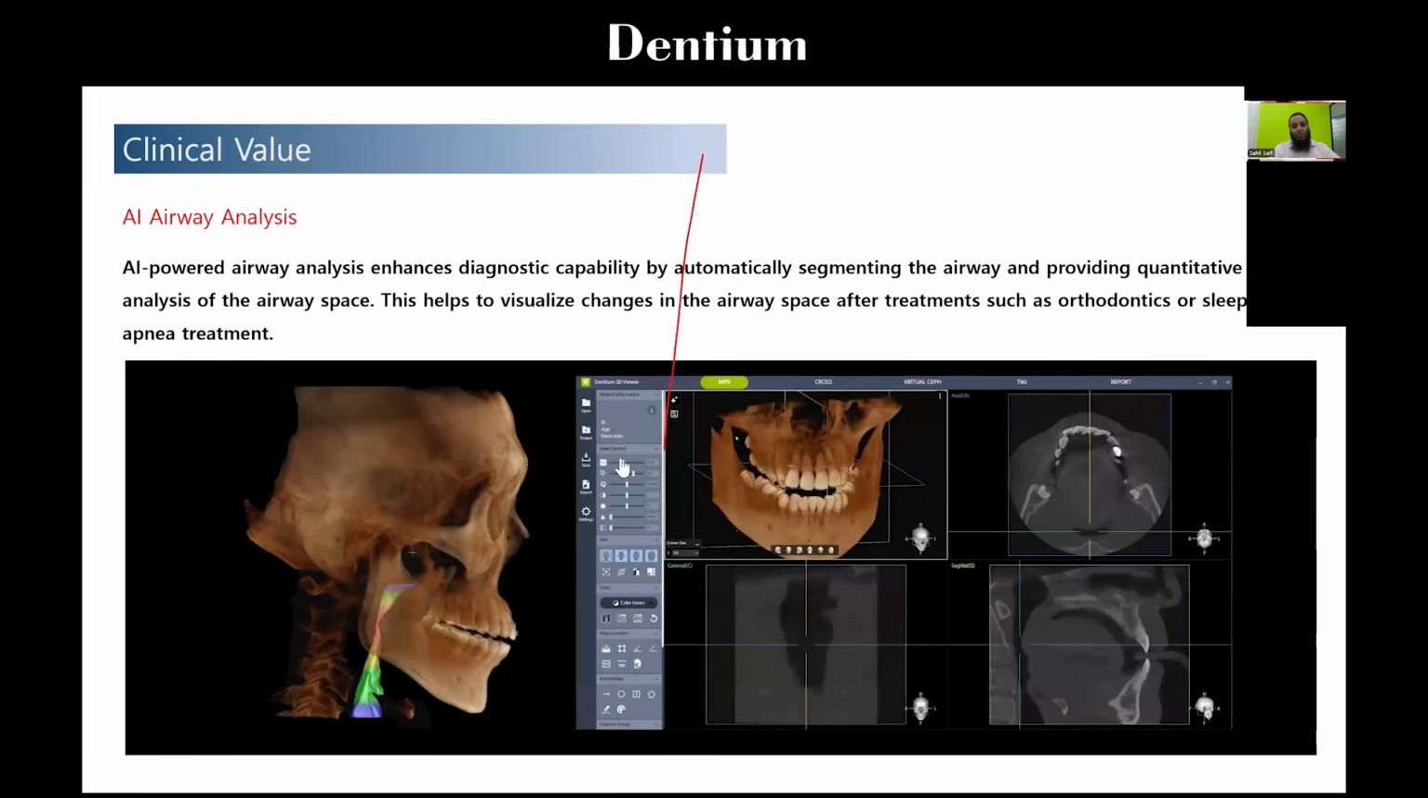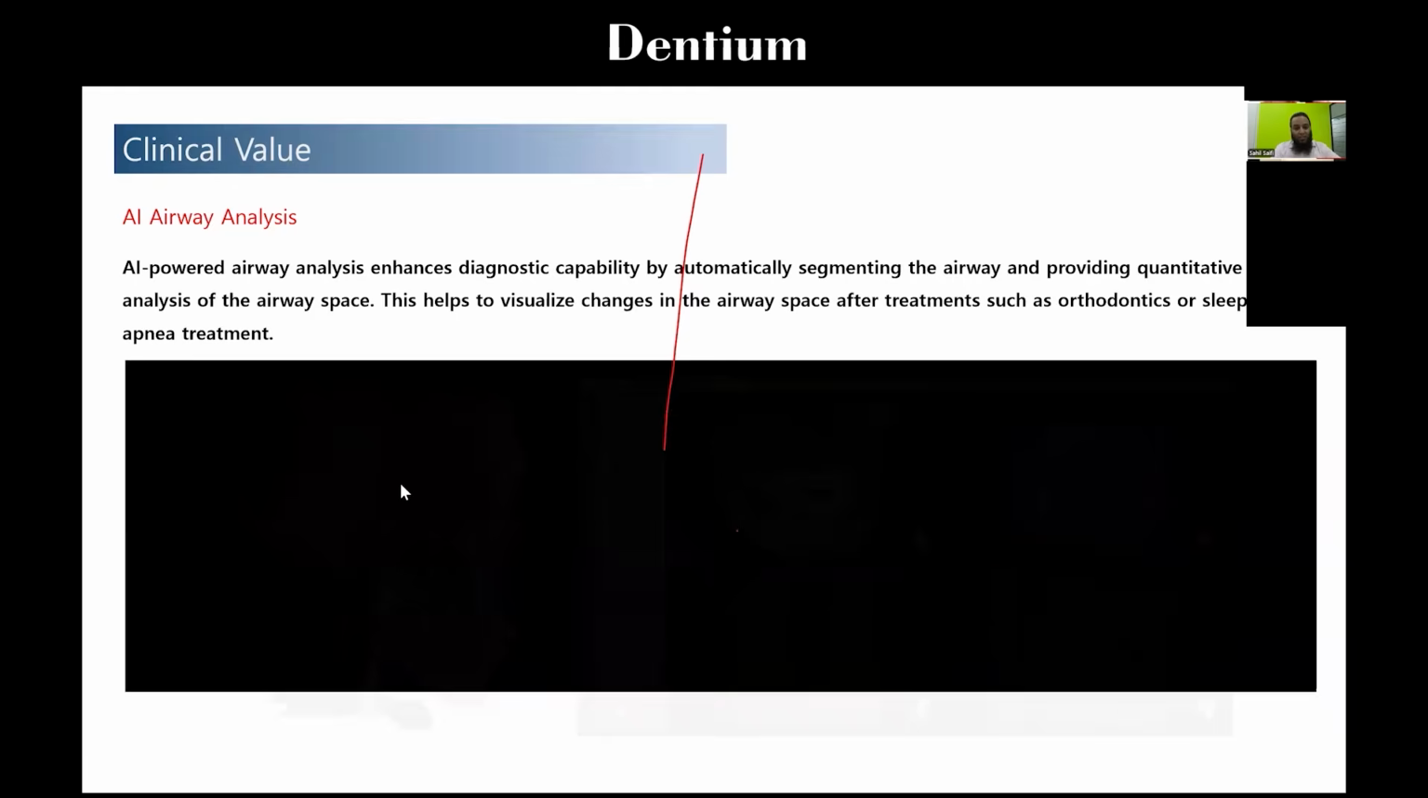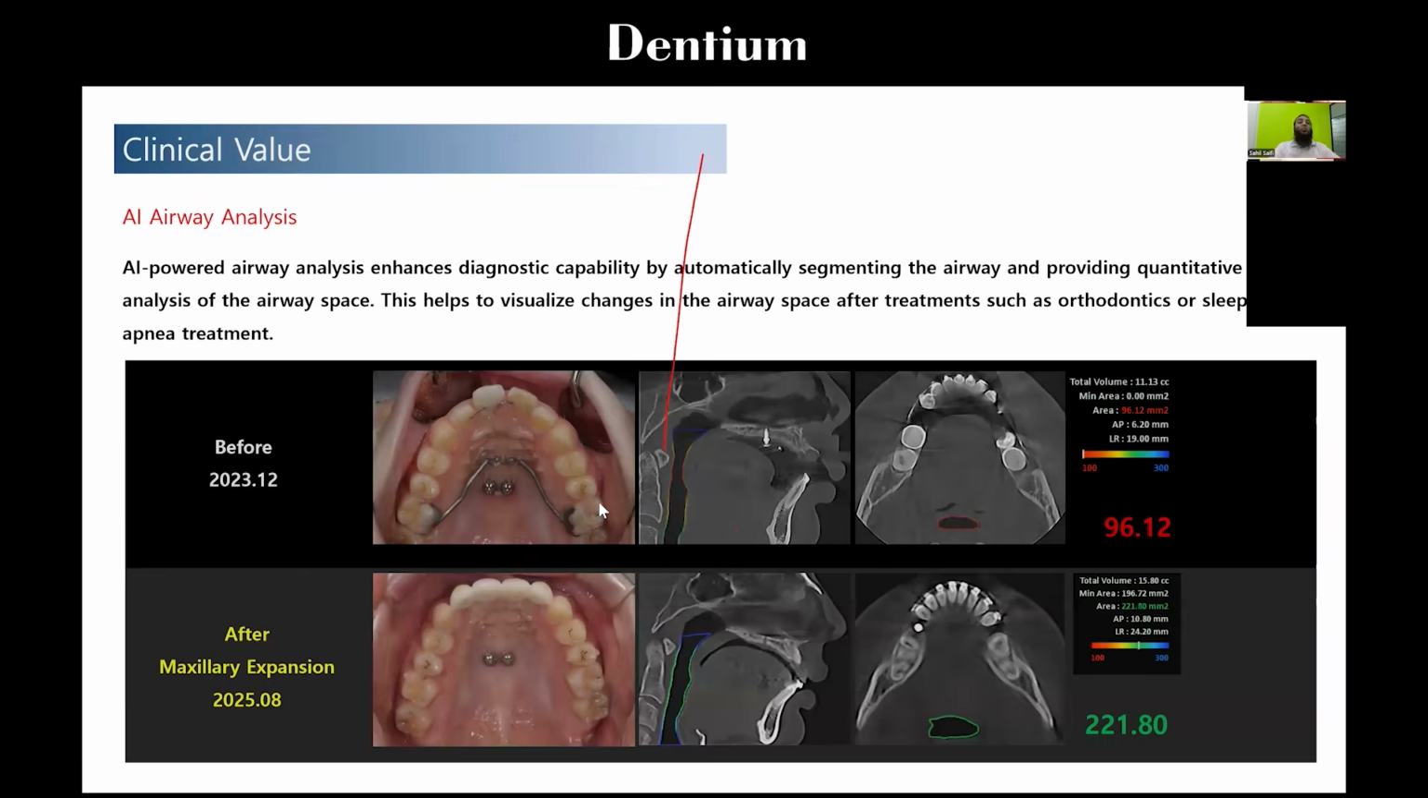The same, as I said earlier, the airway analysis can be done with the software. It is fully automatic with the help of AI. No need to do anything manually. Just click and you will get all the things automatically on your screen. It is very useful nowadays for ortho cases, even some sleep apnea cases. This airway thing is very important. I'll show some clinical cases as well. In the next slide, you can check the airway analysis.